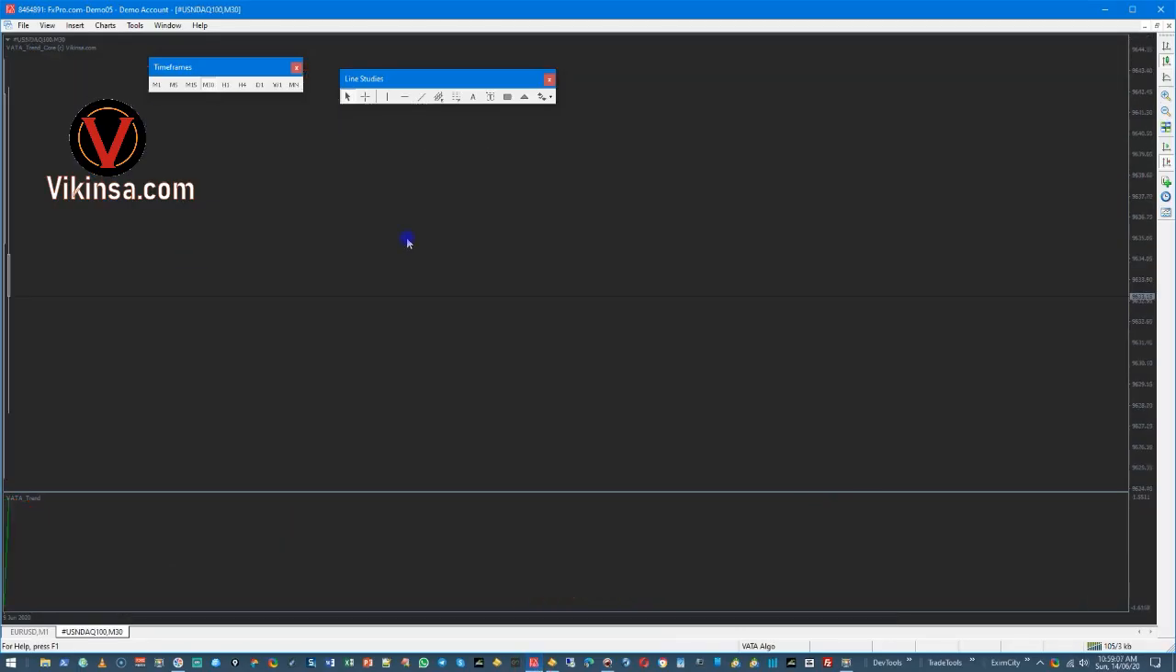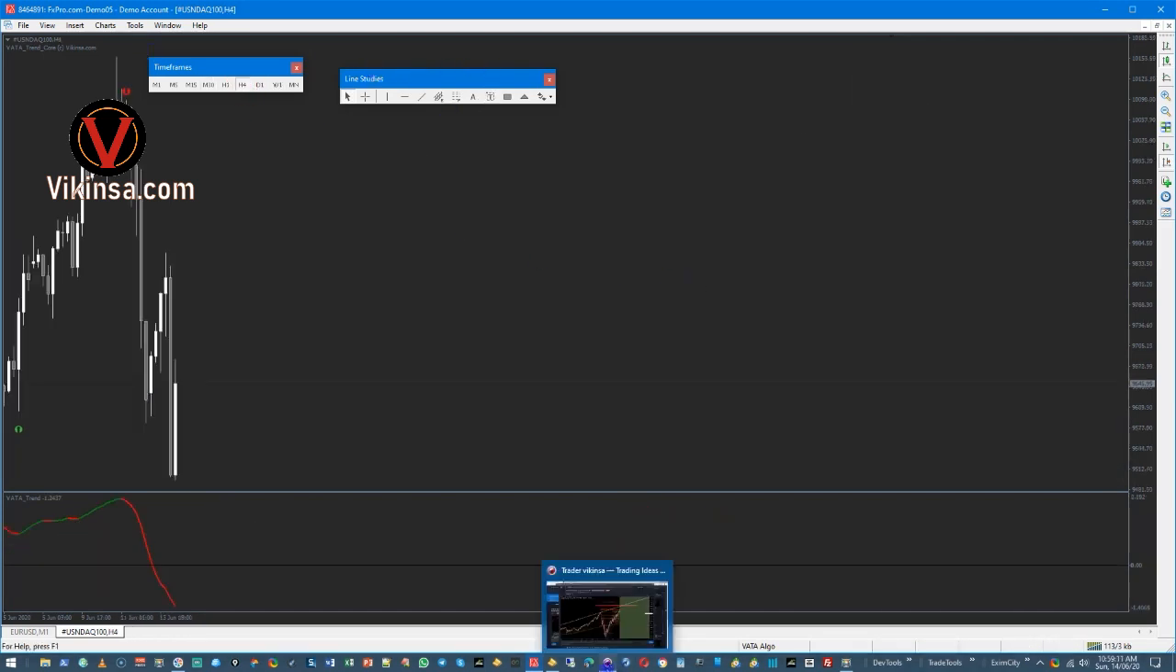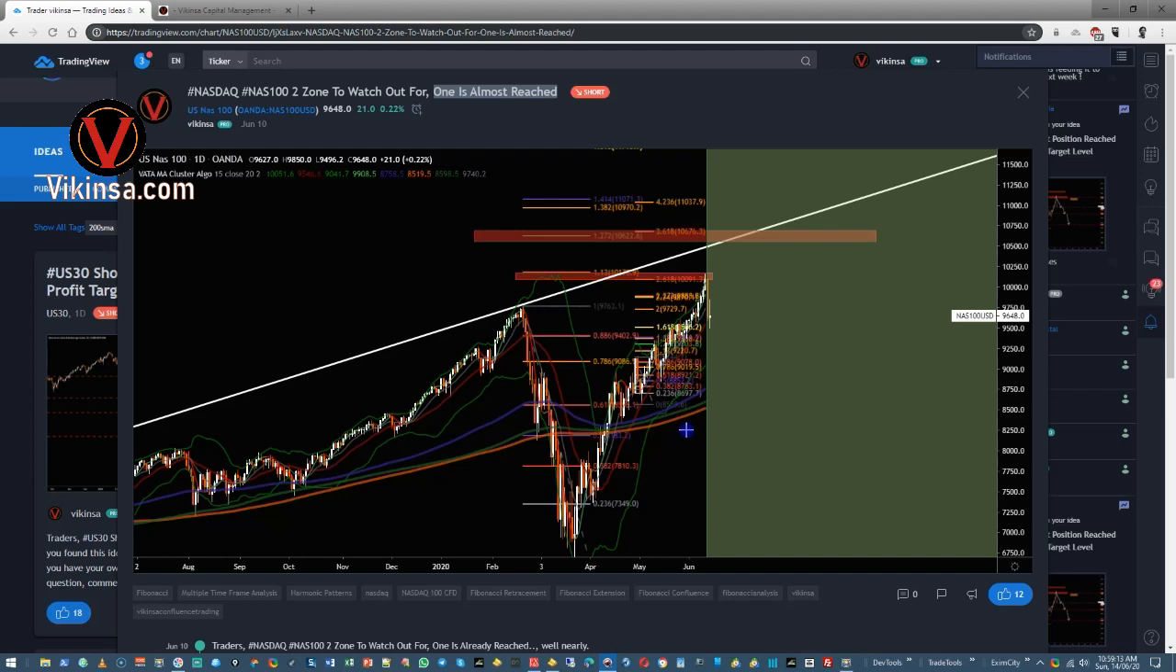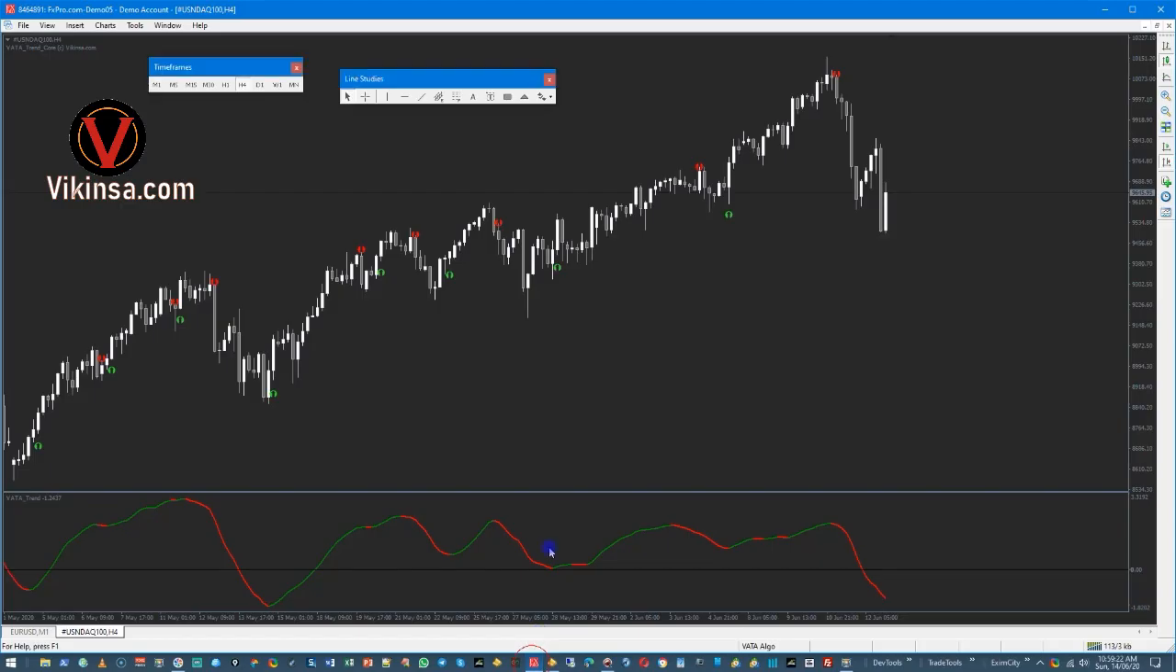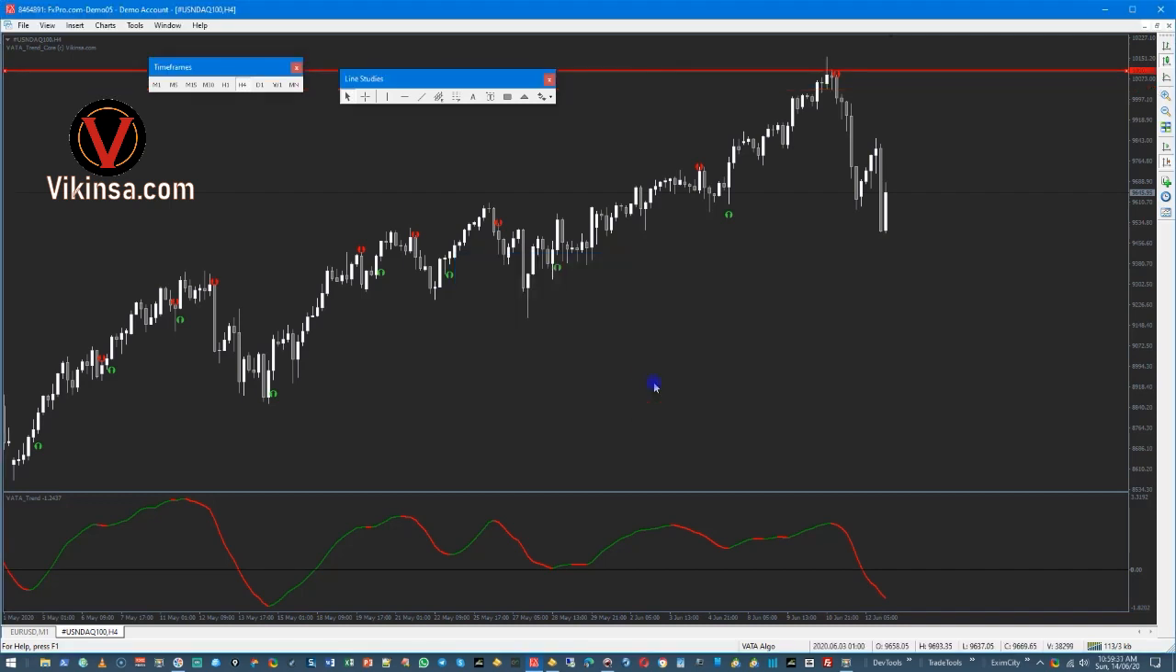So let's look at Nasdaq now. I bring that one up and go to the 4 hour time frame to see where we were. Now what we need to do is draw that line. It is 10102. So if I go back here and click on this line, 10102, okay, this is where we provided the zone.